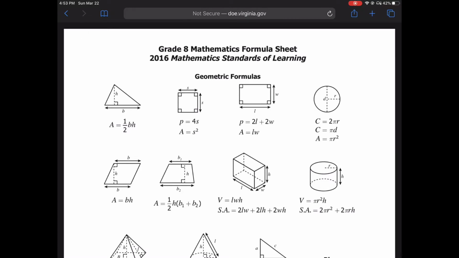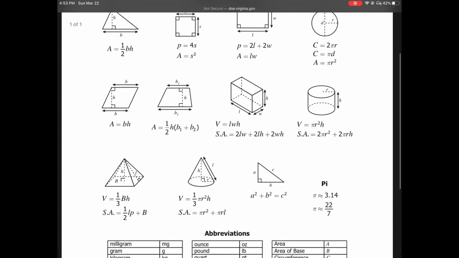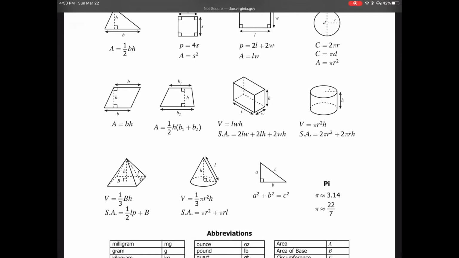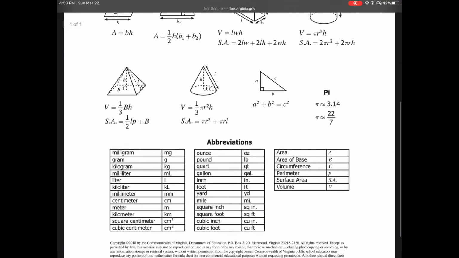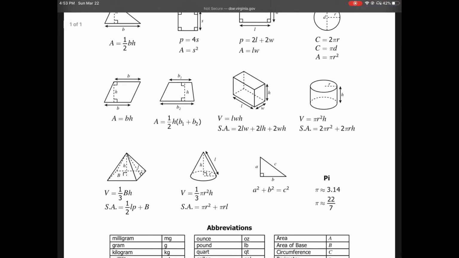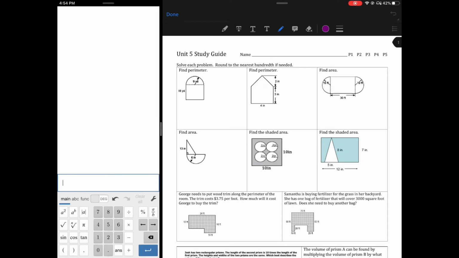The first 6 formulas are all for perimeter and area of 2D shapes, and then the next 4 are 3D shapes and finding the surface area and the volume, and then you have the Pythagorean theorem, what pi is equal to, and then a bunch of abbreviations. So you can refer to this as I go through the video. I'm not going to click back and forth because I have most of these memorized because I've been doing it for so long, but you're always free to glance at this, have it open as you're working, and it'll be a really good resource for you to use.